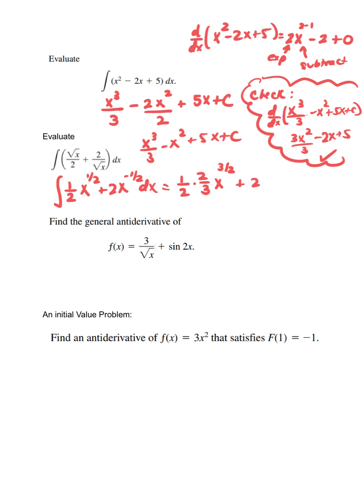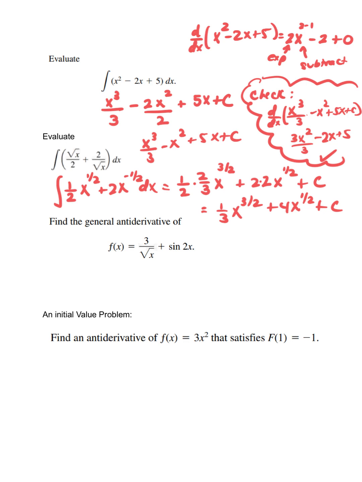Likewise, I have a 2. I'm going to add 1 to the exponent, so negative 1/2 plus 1, and I'm going to divide by that exponent. So if I divide by 1/2, it is multiplying by 2. And don't forget to put a constant back. So my final answer here would be 1/3 x to the 3/2 plus 4x to the 1/2 plus c. Don't forget, you could always check your work by taking the derivative and make sure you get the original answer back. You could pause the video and see if you can come up with the next answer.